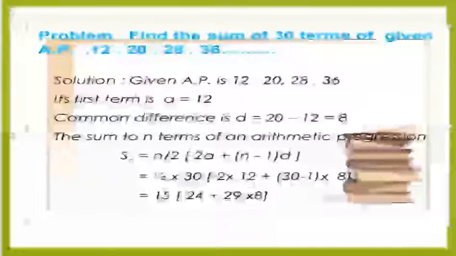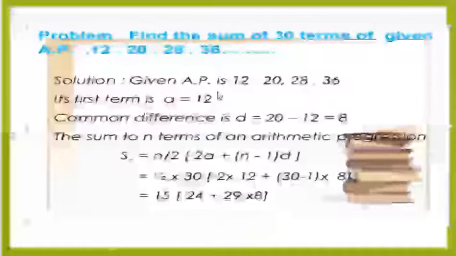Solution. Once again, see the problem. Find the sum of the 30 terms of the given AP: 12, 20, 28, 36, and so on. Now we can find the solution of this AP in this way.